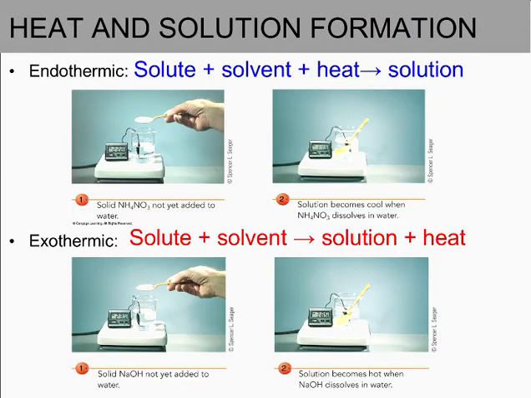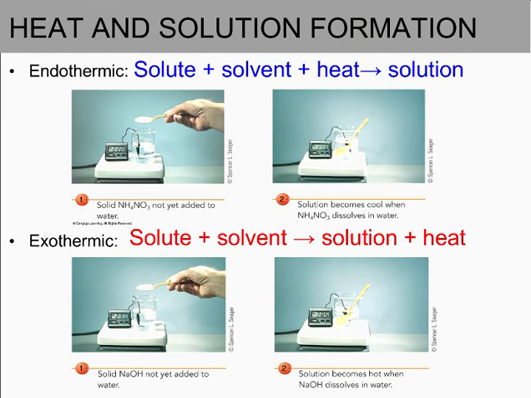So a while ago we talked about endothermic versus exothermic solutions. And remember that in an endothermic process, heat is absorbed. So we could even write heat as a reactant. So you can see the equation here. We have solute plus solvent plus heat. And heat is one of the reactants because it's being absorbed. And then that will create our solution.